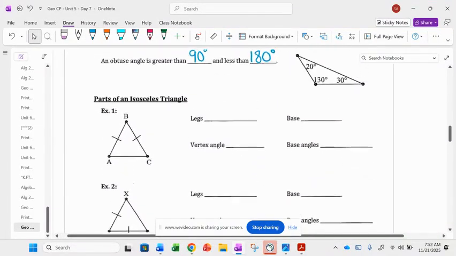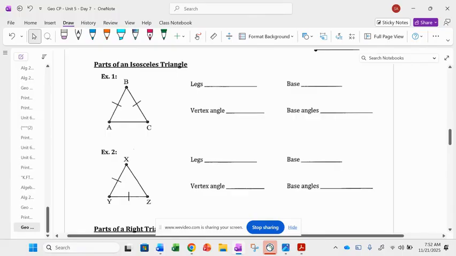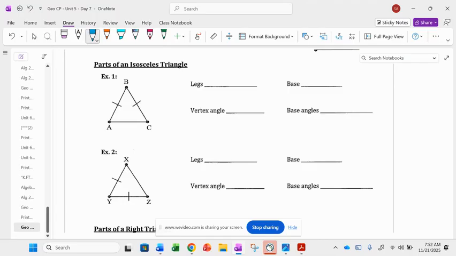Okay, parts of an isosceles triangle. So anytime we have an isosceles triangle, we know two sides are going to be congruent. And those two sides have special names. So the two sides that are congruent are called the legs. So here, see how I marked AB and BC congruent? AB is a leg and BC is a leg. They're always the parts that are congruent are called the legs. And guess what? The side that's not congruent is called the base. So AC is called the base.